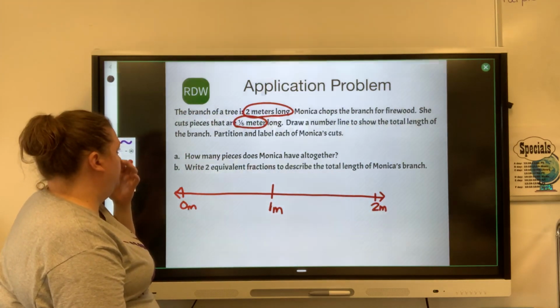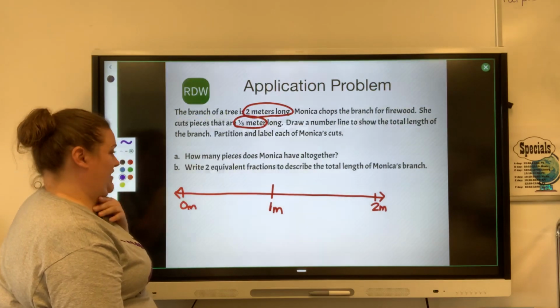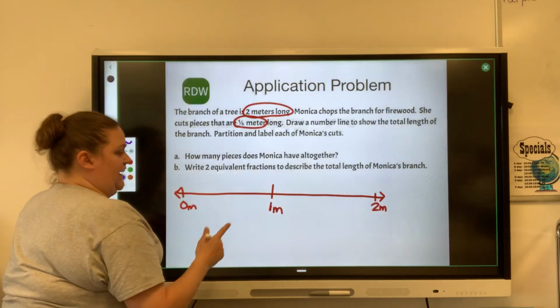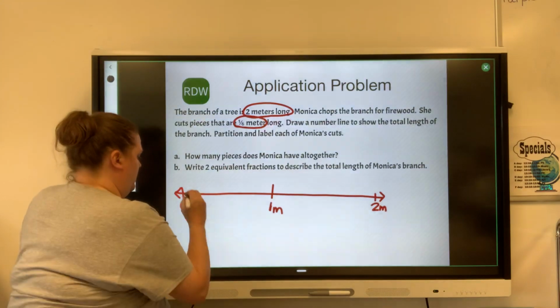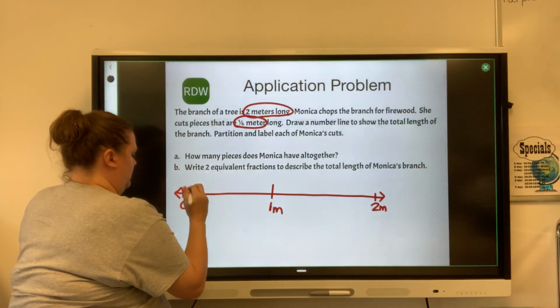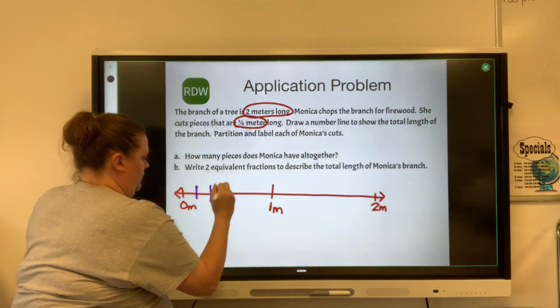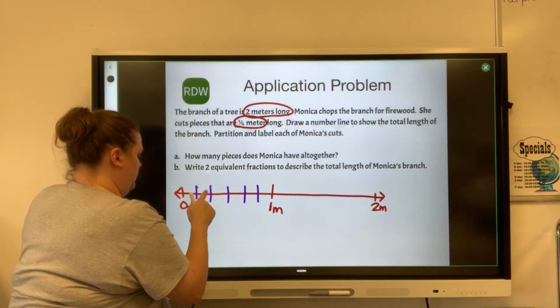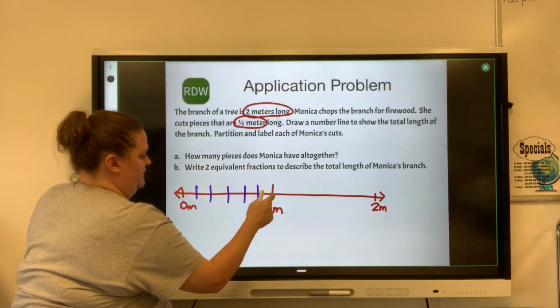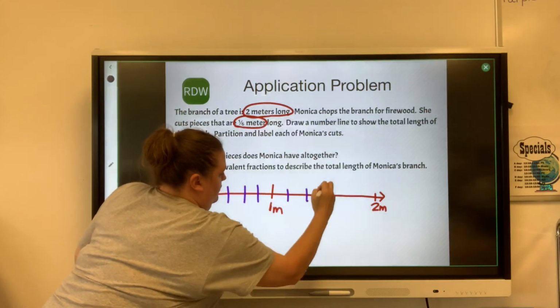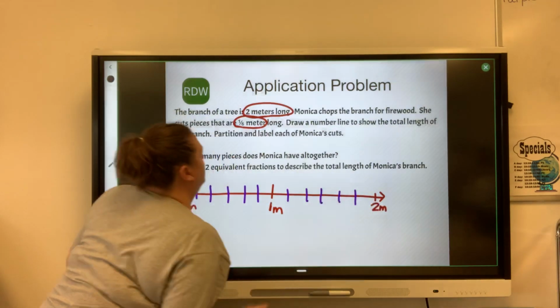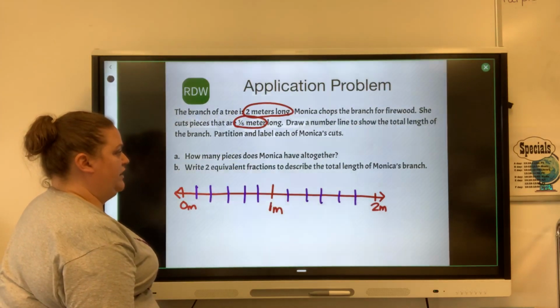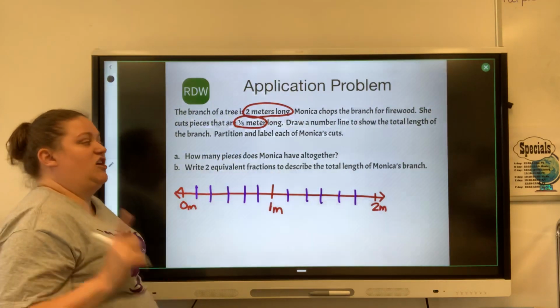We need to cut the pieces into sixths. So I'm going to draw 5 lines so I have 6 pieces. So 1, 2, 3, 4, 5. 1/6, 2/6, 3/6, 4/6, 5/6, 6/6. 1, 2, 3, 4, 5, 6. All right, draw a number line to show the total length, partition and label each of her cuts.